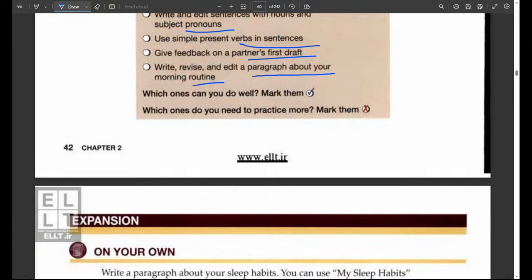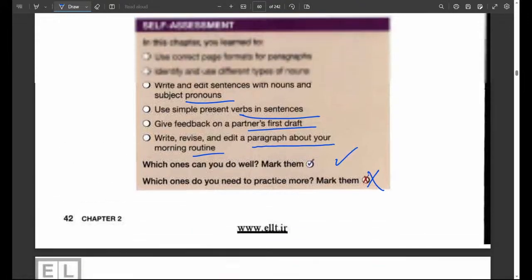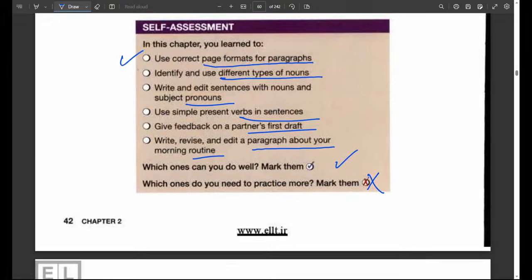Okay, now it's your turn. Which ones can you do well? Mark them. Which ones do you need to practice more? Mark them. Use a check mark if you are doing well on any of the topics, and use X for any you are not doing well. So I think we are doing well in all of them, as we did the exercises.